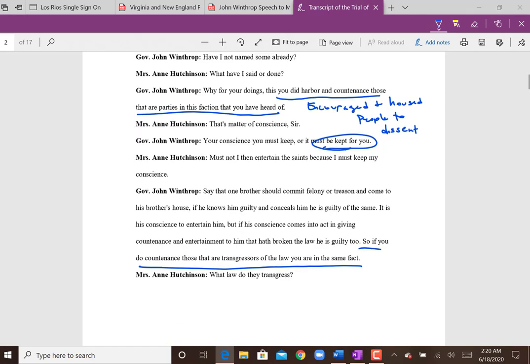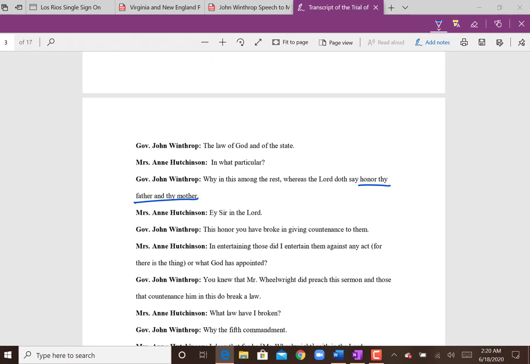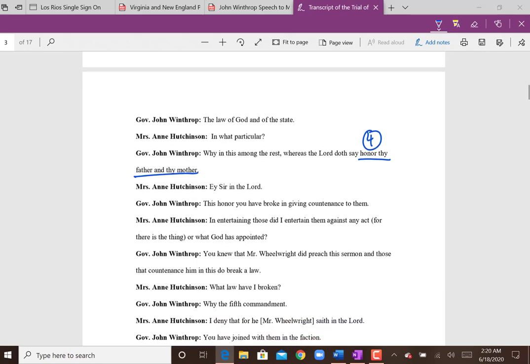And she says, what law do they transgress? So she goes back to, give me a specific law, the law of God and state, and what in particular? Now three times she's been like, name a law I've broken, because you haven't named an actual law. You named a whole bunch of grievances against me, but you haven't named an actual law. And this among the rest, whereas the Lord does say, honor thy father and mother. So here, that's interesting, right? They're saying she broke the law because she didn't follow the commandment, honor thy father and mother. We could put that one as, I think that's four, that they're claiming.